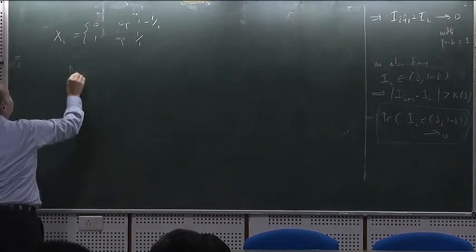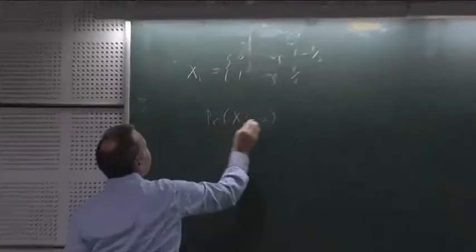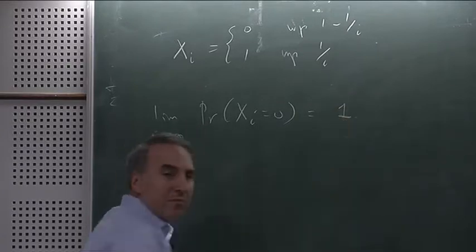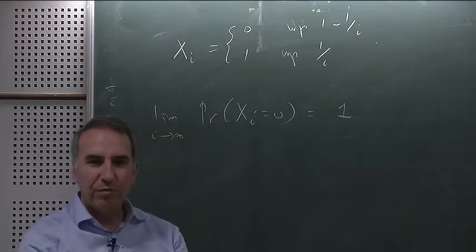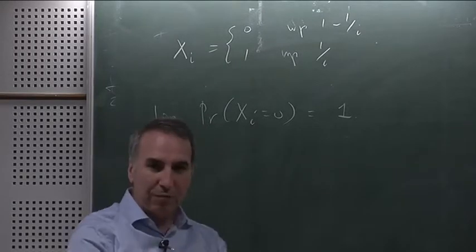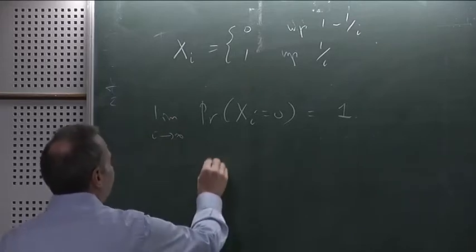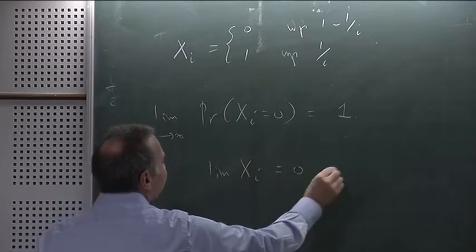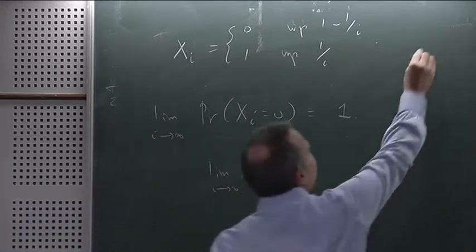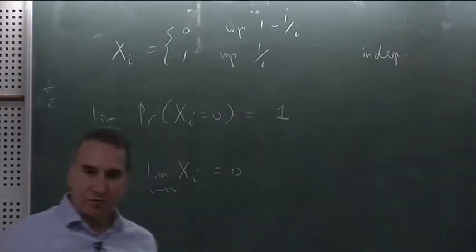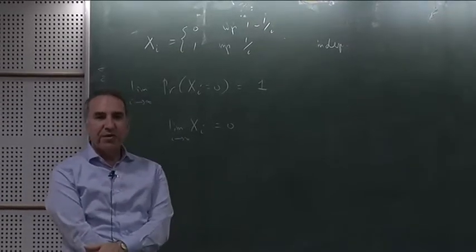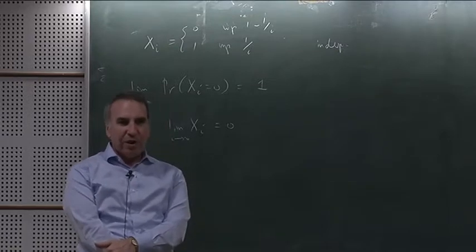Now with the following statement, the probability that xi is equal to 0, as i goes to infinity, is 1. Okay? So for large i, xi happens to be equal to 0. But if I ask the following statement, and suppose the xi's are independent, so these are independently chosen, will the limit of xi exist and be equal to 0? You would ask me the following question.